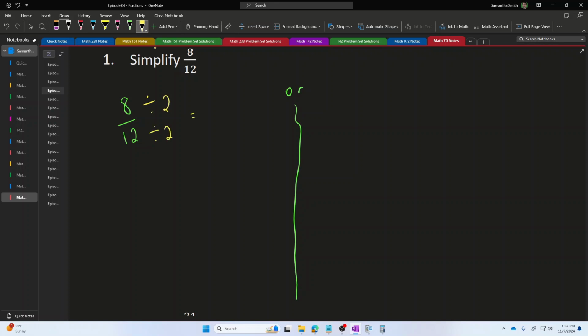If I divide both 8 and 12 by 2, then I'll get 4 in the numerator and 6 in the denominator. So I get 4 over 6. But now, looking at this new fraction 4 over 6, I think that these numbers can actually be divided again. 4 and 6 are both even, so 2 goes into each of those again, and I get 2 in the numerator and 3 in the denominator. Now I think there is no number that goes into both 2 and 3, so I think this is as simple as the fraction will get.